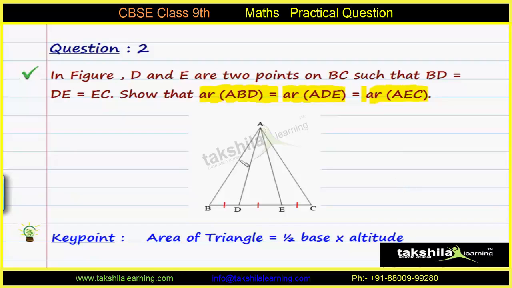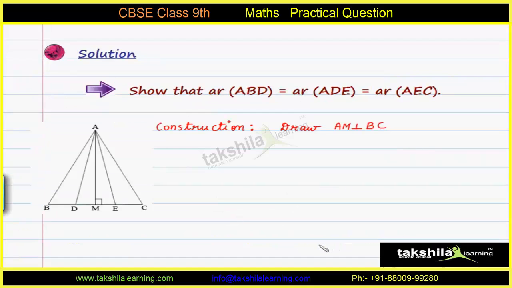So we have to show that area of triangle ABD is equal to area of triangle ADE is equal to area of triangle AEC. That means these three triangles which are formed are equal in area. Our key point here will be that the area of a triangle is given by the formula half base into altitude. Our construction here will be, we will construct AM perpendicular to BC, in order to prove this question.